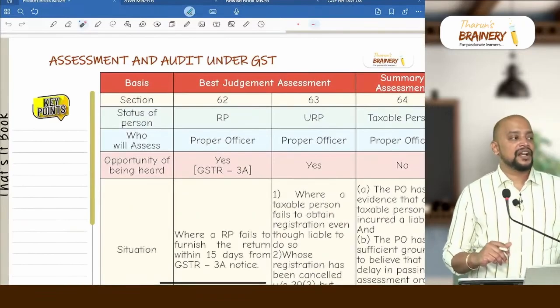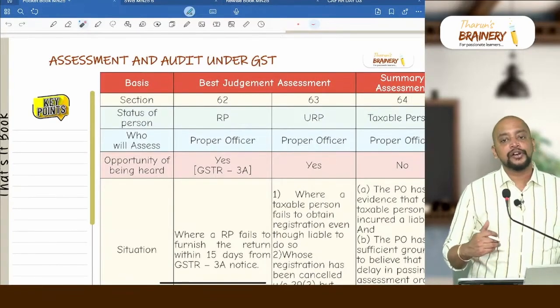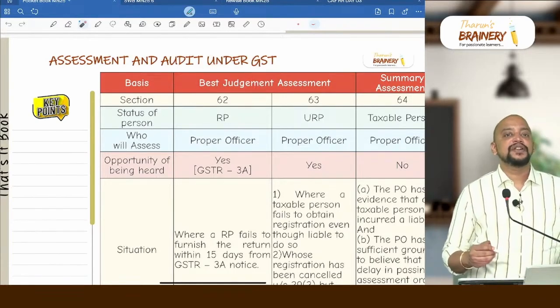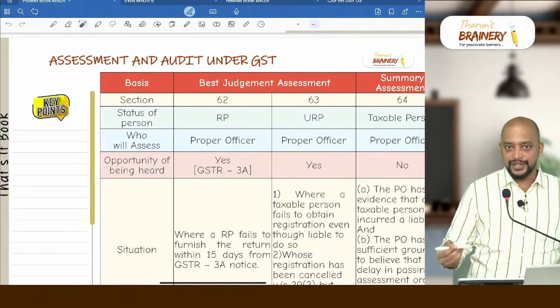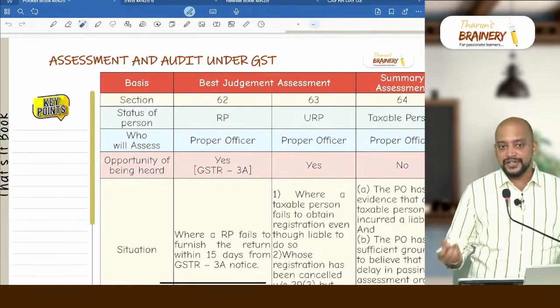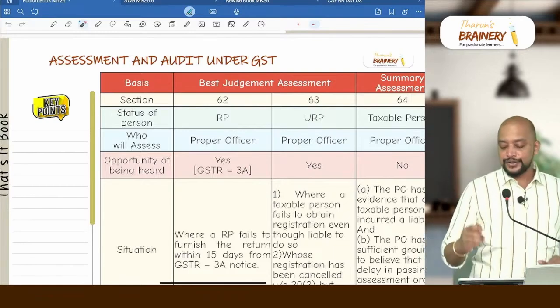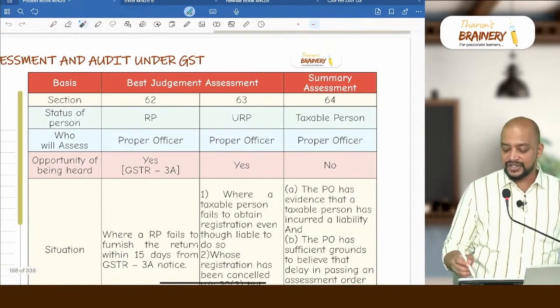In 2 places we will come across best judgment assessment. One is best judgment assessment on account of non-filing of returns, that is Section 62. Then best judgment assessment with respect to an unregistered person. There is an unregistered person who is liable to pay GST, but he has not paid GST. Why he is liable to pay GST means he made a suppression of turnover. So then it will be Section 63. Then summary assessment will be Section 64.